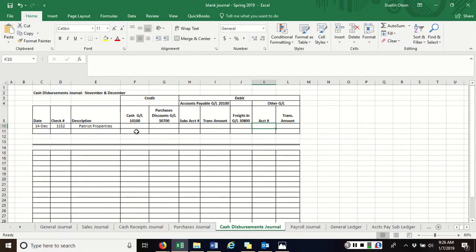So first off, what's happening here? We're spending money. If we're spending money, our cash account is getting smaller. Assets get smaller with a credit. So we'd have a credit to cash for $500. And then what's our debit go to? Well, what resource did we use up? We used up the resource of rent. So then we would debit the account of rent expense.